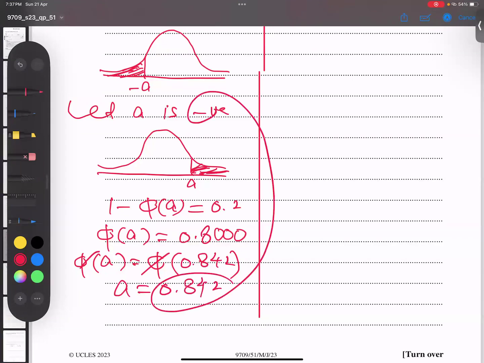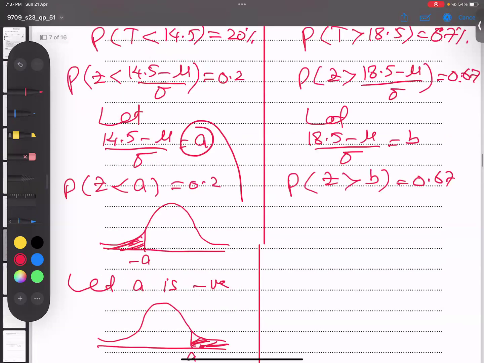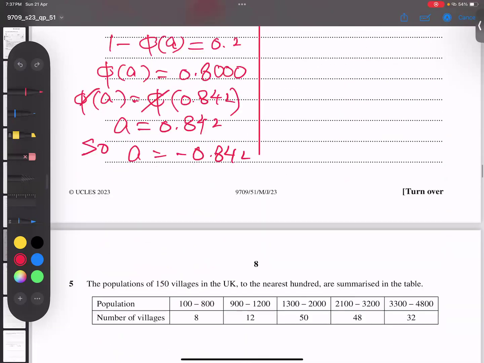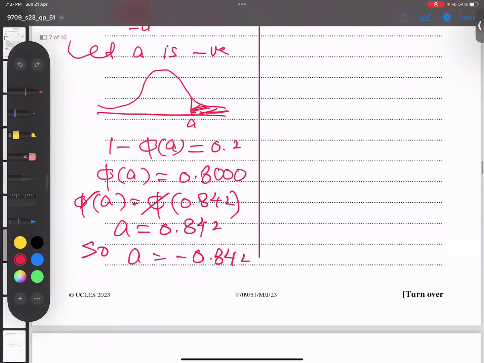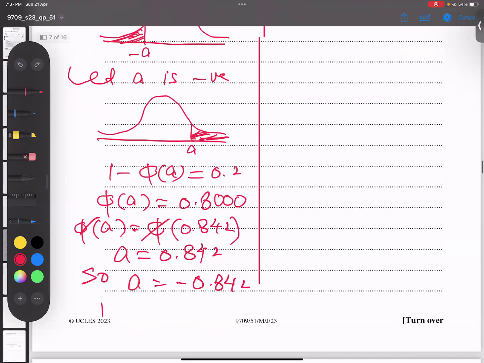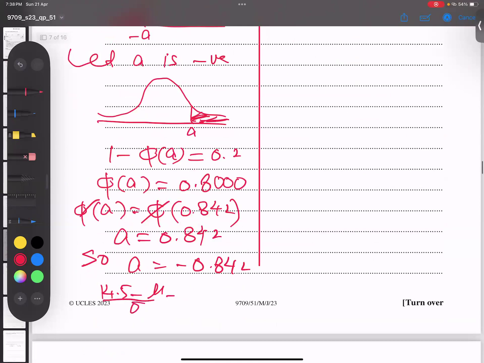But as I take a negative, A becomes what? A is equal to negative 0.842. This value of A, I will plug in here. So 14.5 minus mu over deviation equal to negative 0.842.